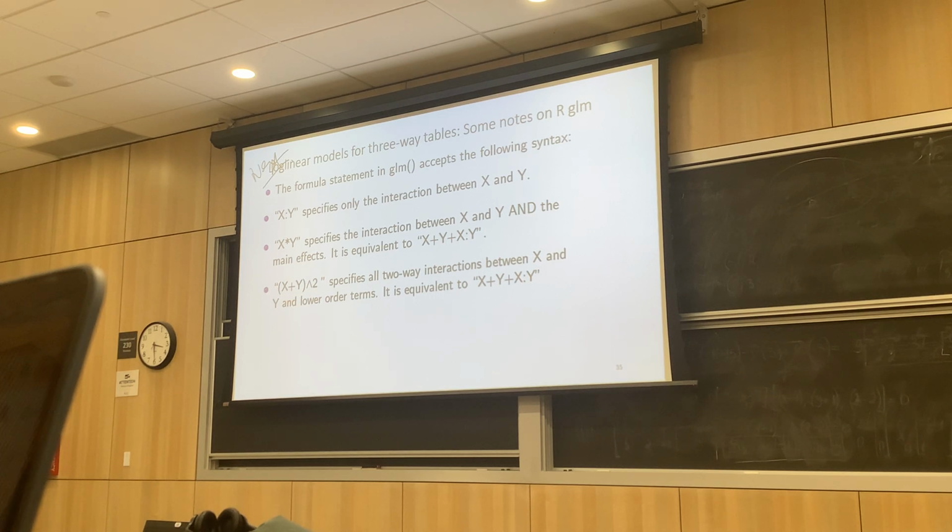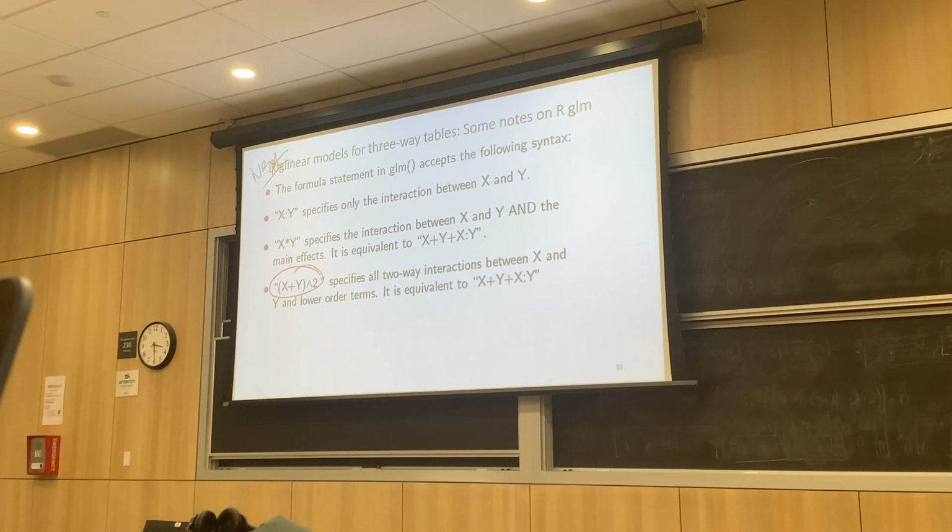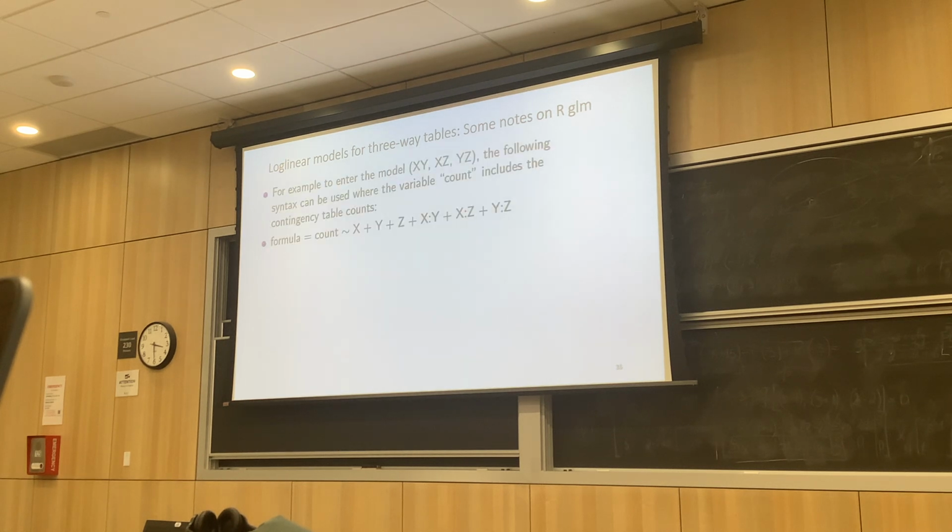When you write this in R commands, that means the homogeneous association model. For this one, for example, the homogeneous association model, you can write it this way: XY, XZ, and YZ. Or you can write it like this, and when you write this one, it is going to add these anyway.